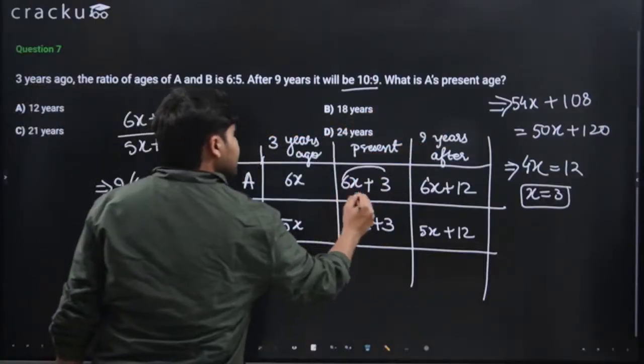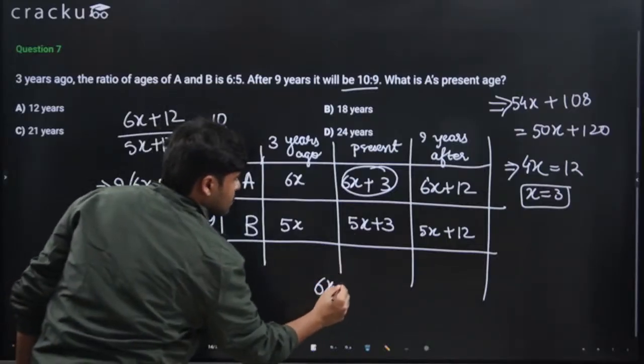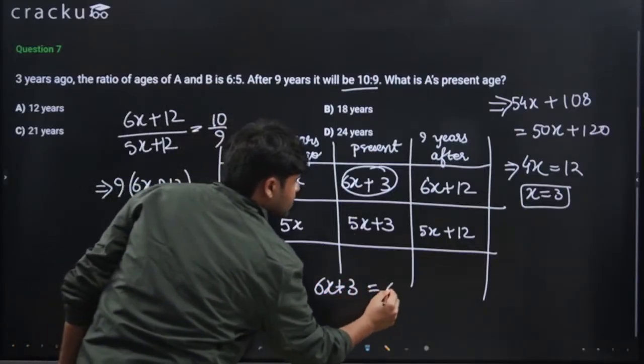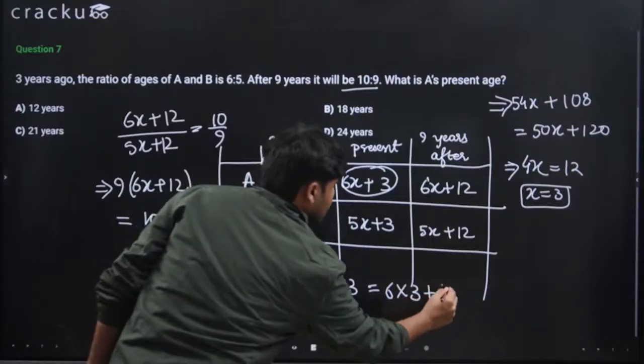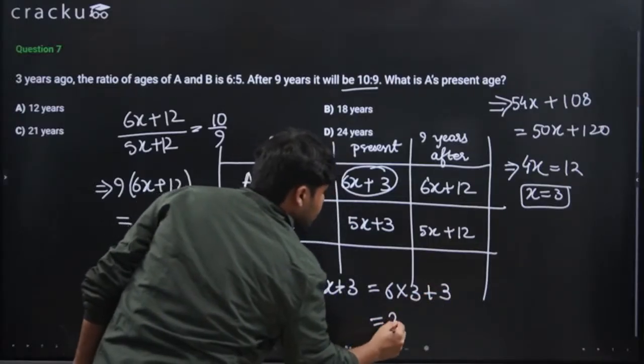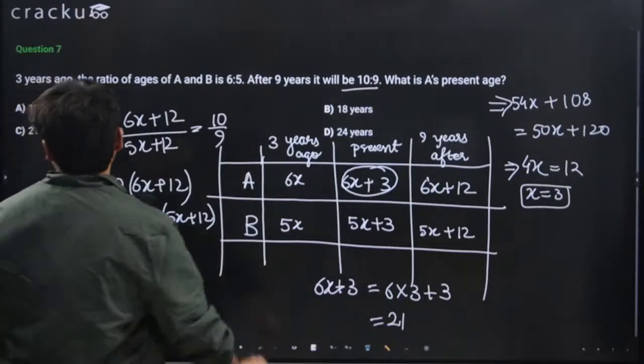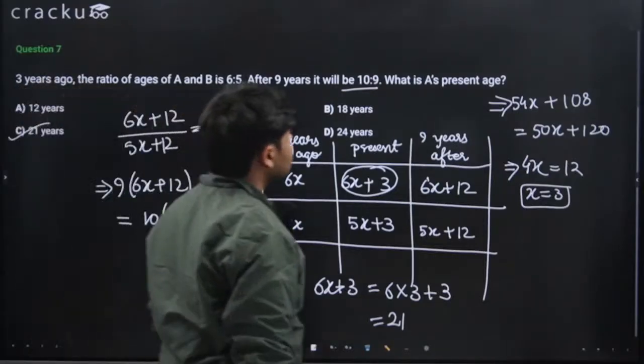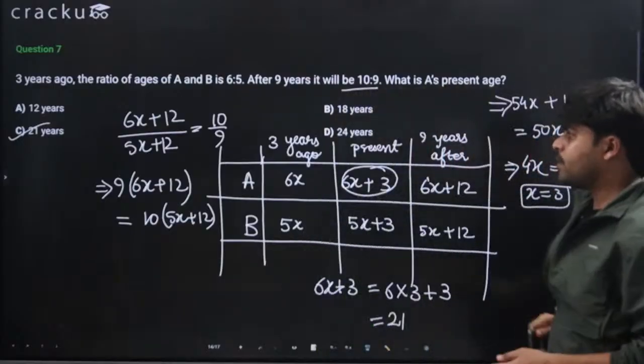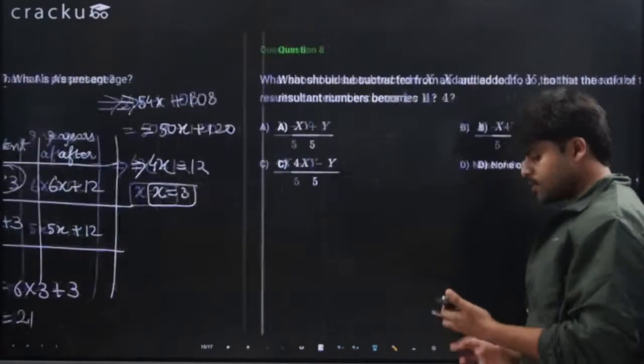A's present age is 6x plus 3. So this will be 6 times 3 plus 3. 6 times 3 is 18, 18 plus 3 is 21. So A's present age is C, 21 years. Again, not a very difficult question. Let's move ahead with the next one.